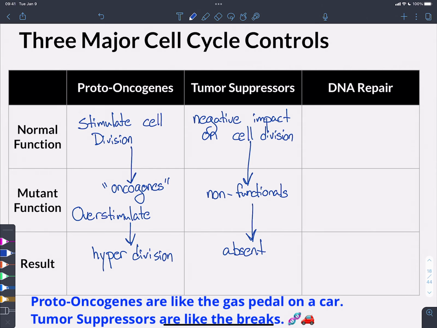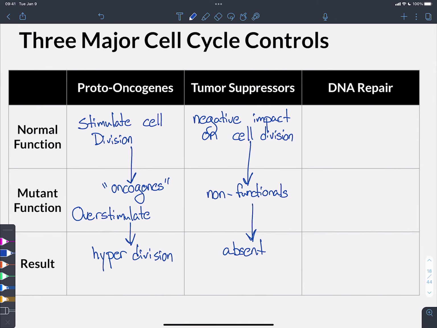If you get both of these things to occur in multiple different proto-oncogenes and tumor suppressors in the genome, this is what needs to happen in order for a cell to become cancerous. Both of these things need to occur at the same time. The other major group of genes that play a major role in controlling cell division are the DNA repair genes.